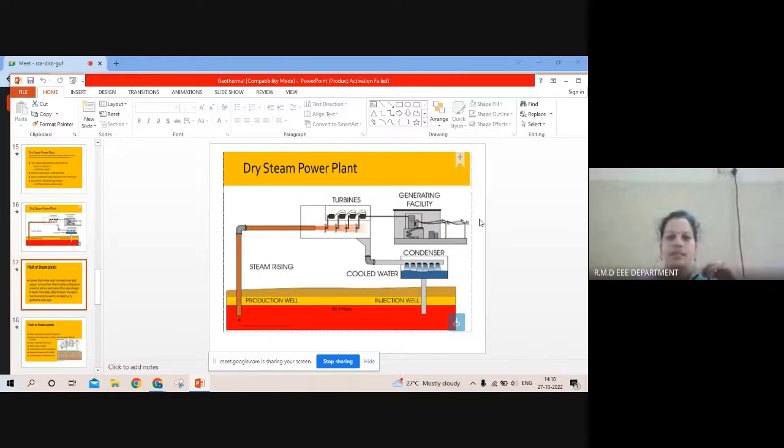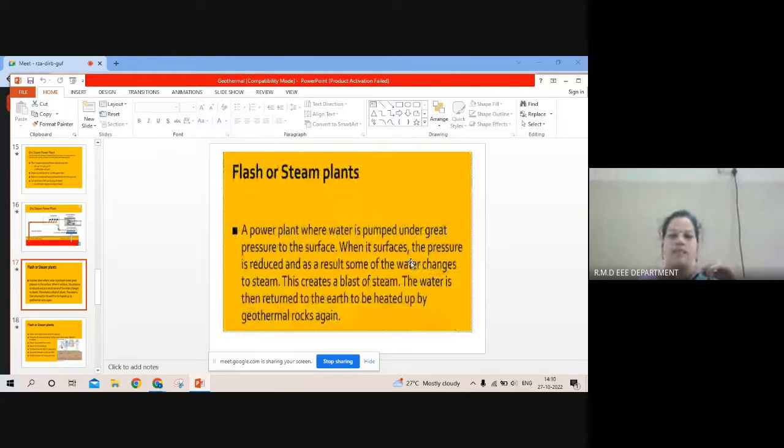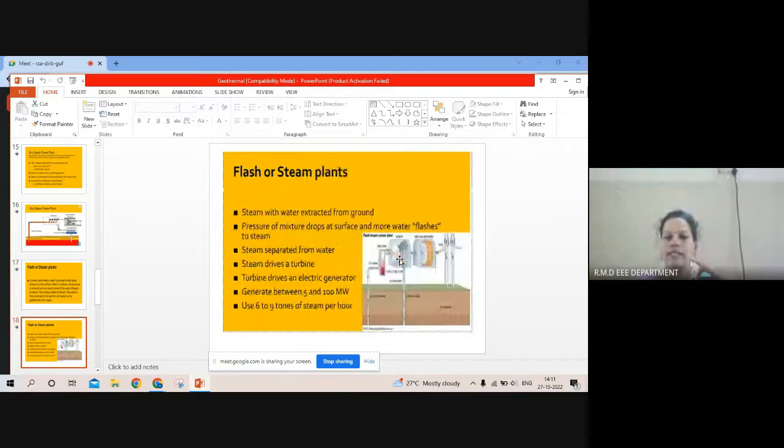Then the flash steam plants: here the water is pumped at great pressure to the surface. When the water reaches the surface, the pressure gets reduced. Because of the pressure difference, some of the water changes to steam. This creates a blast of steam, and the remaining water returns to the earth, where it is heated again by the geothermal rocks. This is how the flash steam power plant works.